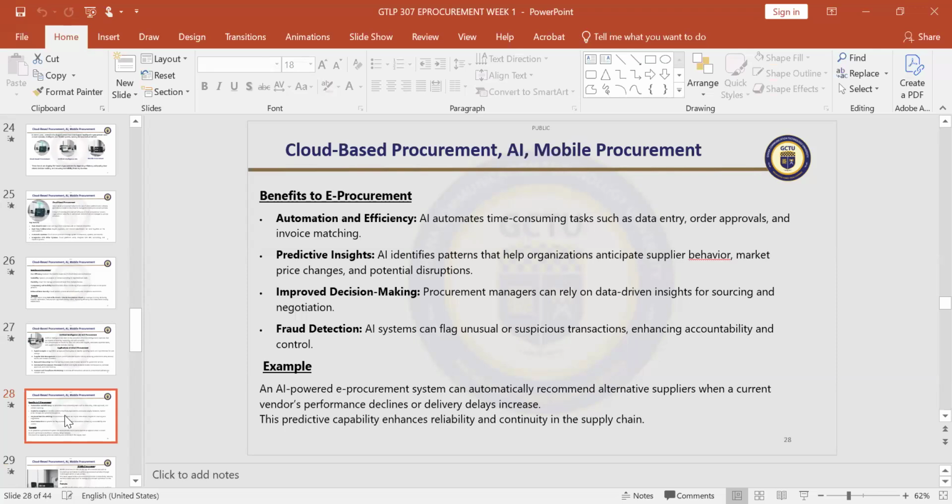So an AI-powered e-procurement system, Elaine, I'll come to you, let me finish this one, can automatically recommend alternative suppliers when a current vendor's performance declines or delivery delays increase. This predictive capability enhances reliability and continuity in the supply chain. Elaine.